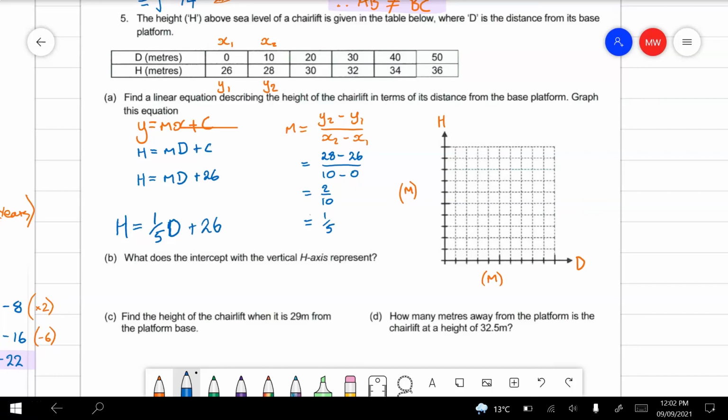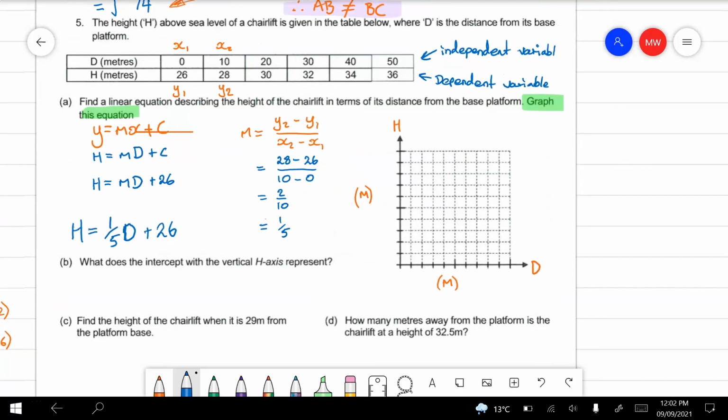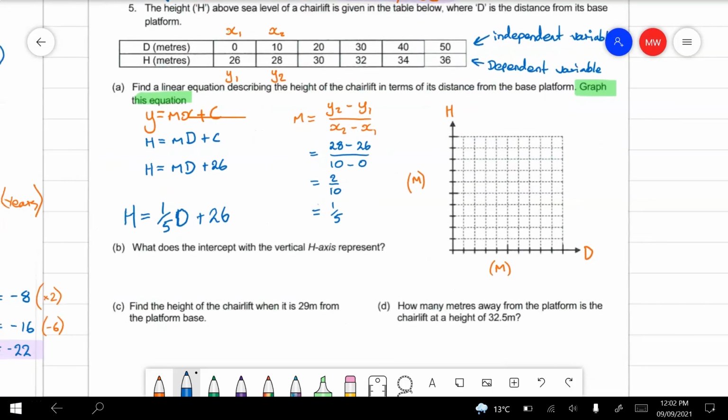And it says, what does the intercept... So this is the question, and I think we need to graph it too, actually. I better not skip that. Yes, graph this equation. Right, okay. So we've given ourselves H's and D's. Remember that we chose those based on the fact that the height is the dependent variable, if you want to link this to science, and that the distance is the independent. And it does matter which axis gets which, okay? So distance and time usually goes down the bottom.